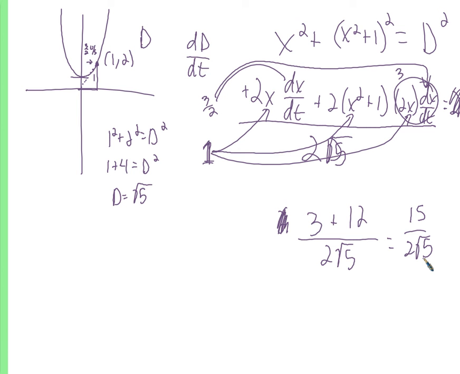I don't see that answer, so what do they probably do to get there? So what is it? Root 5 root 5. So we get 15 root 5 over 2 times 5. That's 10. It cancels. That's 3. That's 2. 3 root 5 over 2.